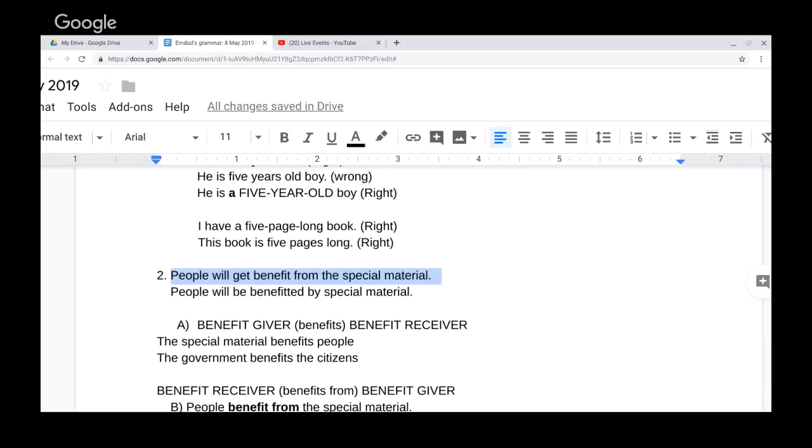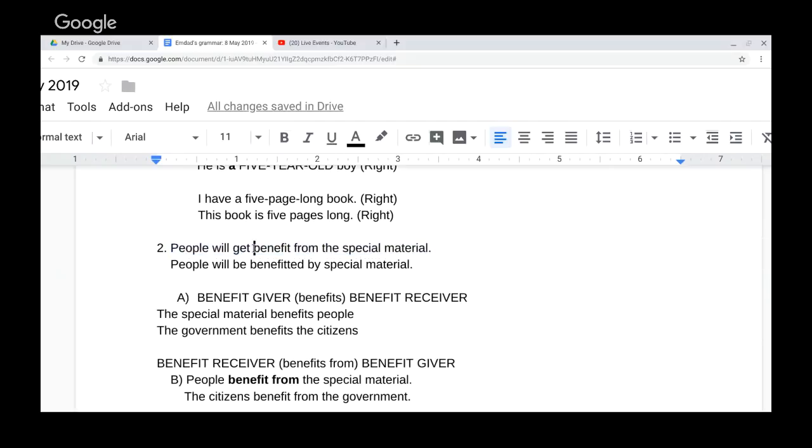How about number two? People will be benefited by special material. Again, this is 100% wrong. So how will it be? People benefit from the special material. Or let's change the angle. The special material benefits people, not from. The special material benefits people. Or the special material will benefit people. Or the special material benefited the people. Or the special material will have benefited the people, but not will have benefited from. Benefit from is 100%, yeah? So wrong here. Is it clear? Did you understand this? So two structures.